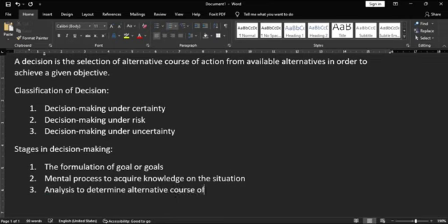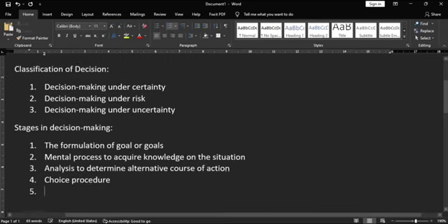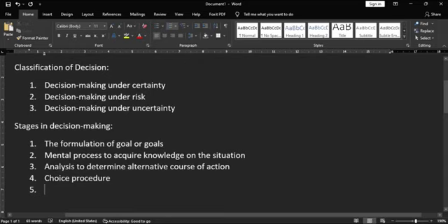Alternative course of action. 4, choice procedure. And 5, implementation.